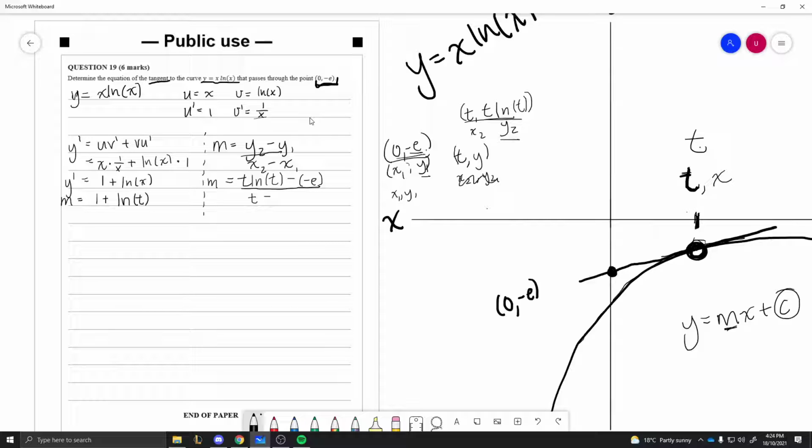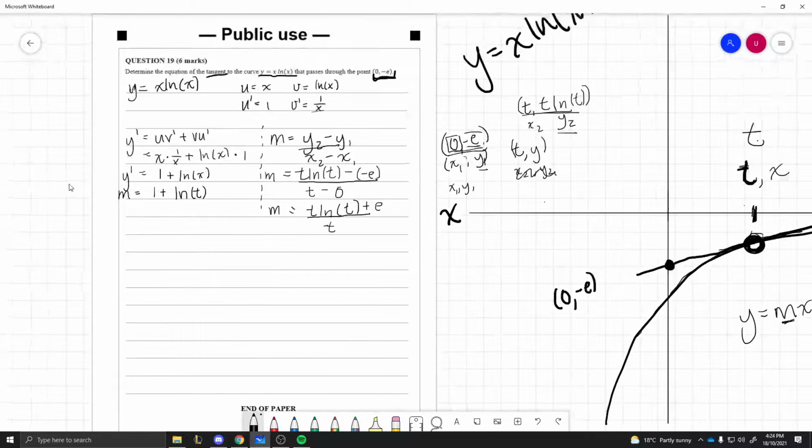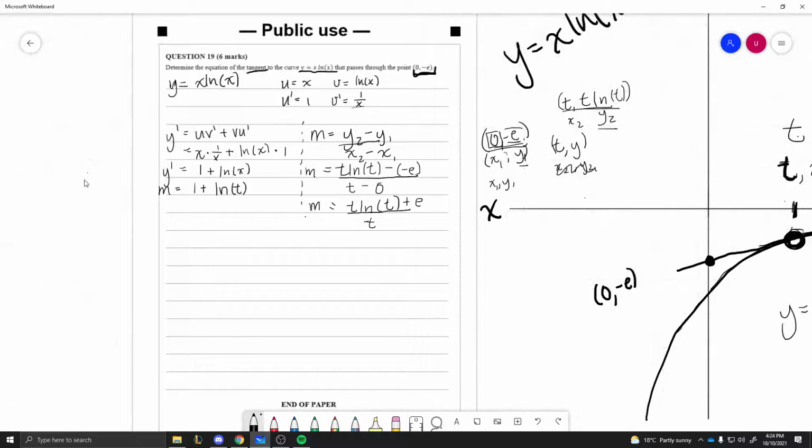So x1 is 0. So t minus 0. If we simplify this, you get t ln of t plus e, two negatives equal positive, over t minus 0. And that's going to equal your m. Now that you have two valid points, you have two valid solutions for m, which are these both. So you can make these equal each other.